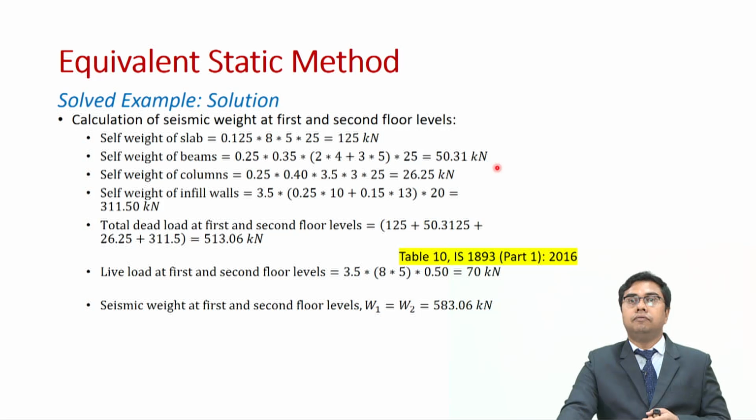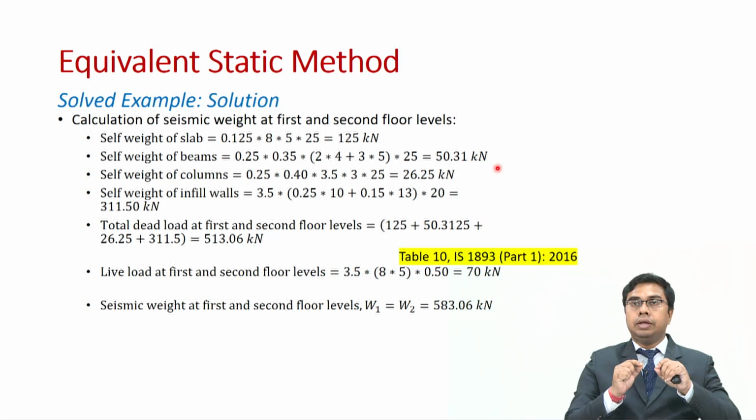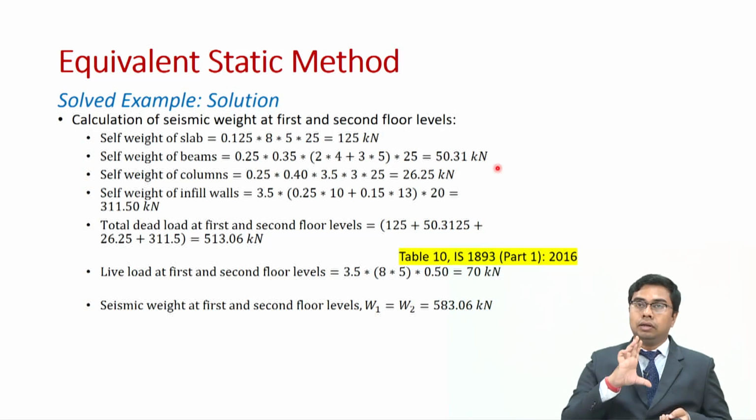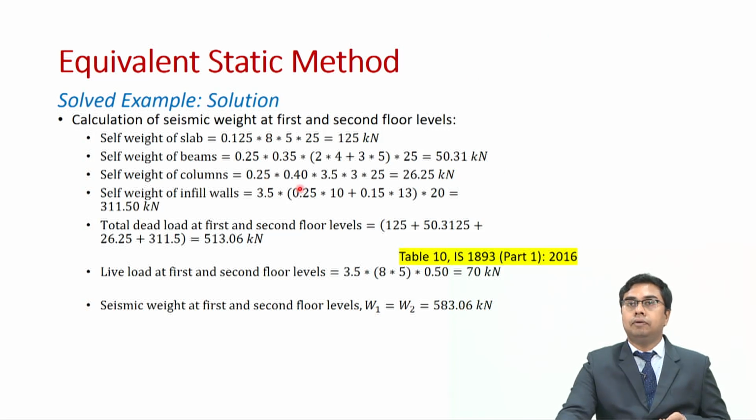For columns, we shall consider the tributary area, which means for first and second floor levels, you will take into account half of the column from below and half column from above, which means we have to take one column height only. So, the column has a dimension of 250 mm by 400 mm, and then 3.5 meter is the story height, then multiplied by 3, because in this frame there are 3 columns, multiplied with the unit weight of reinforced concrete, we get the self weight of column as 26.25 kilonewton.